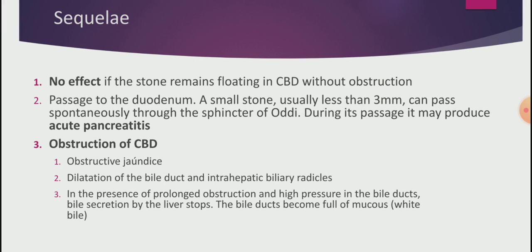Obstruction of the CBD leads to obstructive jaundice, with dilatation of the bile duct and intrahepatic biliary radicals. In the presence of prolonged obstruction, with high pressure in the bile duct, bile secretion by the liver is stopped, and the bile duct becomes full of mucus, white bile.